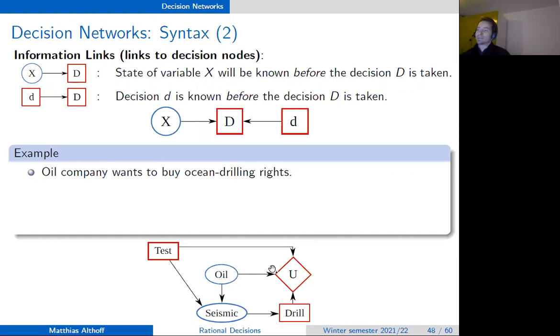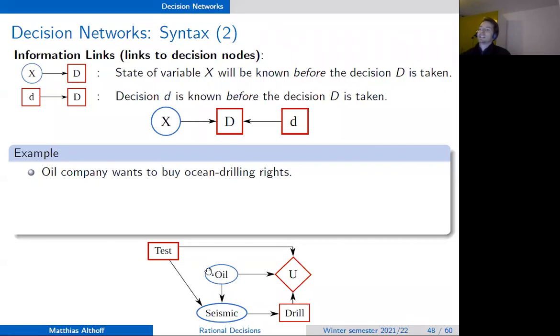So we have to find an optimal trade-off, and this optimal trade-off can be quantified using the value of information, as we've seen in the last week when we started this lecture. And of course, why do we have oil and seismic as a random variable? Because the seismologists don't work perfectly, so there are false positive and false negative cases.